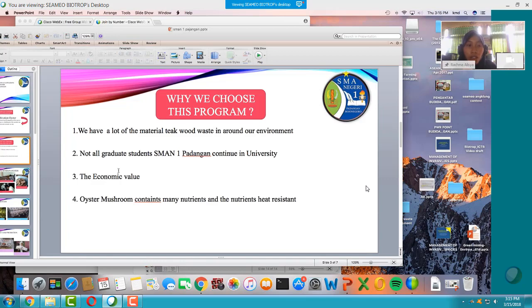And the second is that not all graduate students of Senior High School 1 Padangan continue to university. In Senior High School 1 Padangan, not only do we get theoretical knowledge, but we also get skills from oyster cultivation to make entrepreneurship. From oyster cultivation, we can practice not only in school, but also at home.